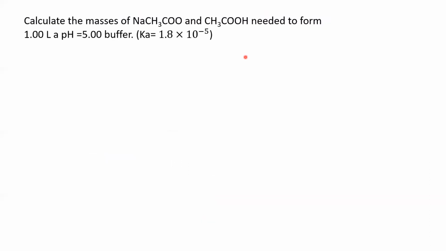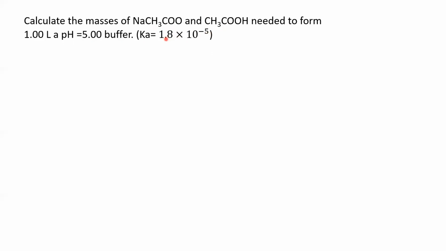Now, let's say that we wanted not the concentrations, but we wanted the masses. We're going to do the same kind of thing. This time we're going to use an acetate acetic acid combination because the pKa will be the closest to the pH we're looking for. And we can kind of ballpark this in our heads. If this was 1, the pKa would be 5. So this is going to be a little bit less than 5.